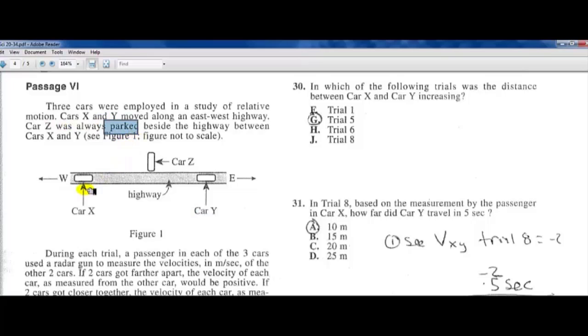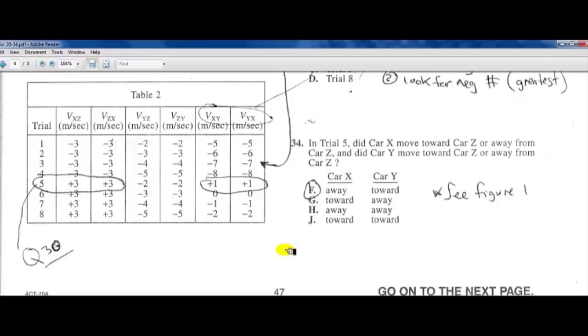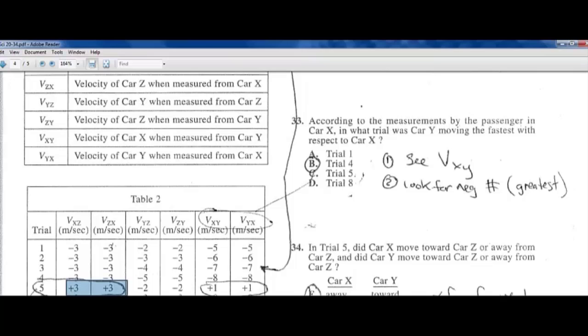So if car X has a positive velocity, it would be moving away. And if this has a negative velocity, this would be moving towards. That makes sense, because the distance between here and car Y would be decreasing, and the distance between car X and Z would be increasing. So let's go ahead and look at trial 5. When you come in and look at trial 5 is here, and it looks like there is a positive value here in the VZX value. Let's go ahead and see what VZX means.